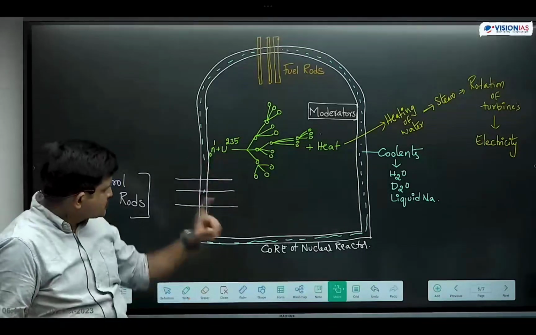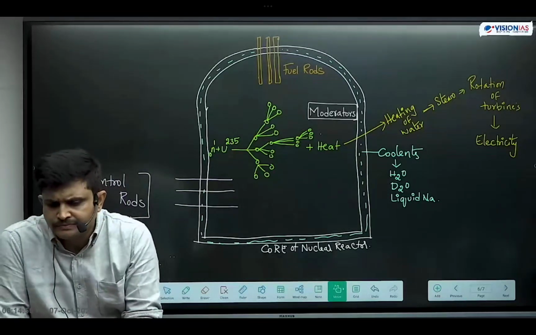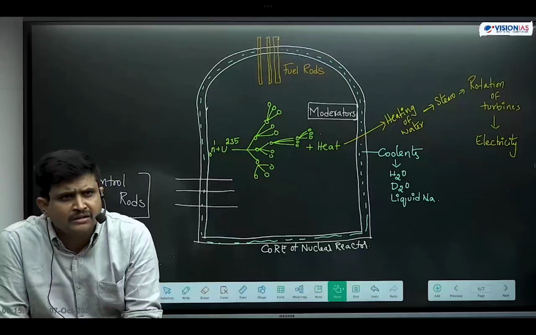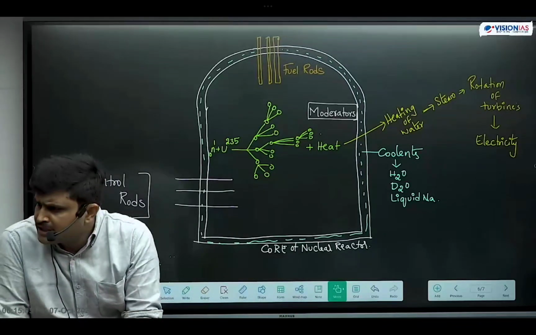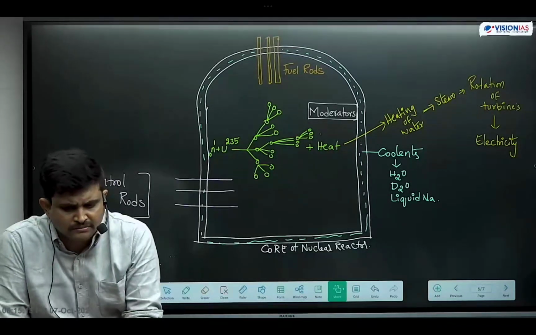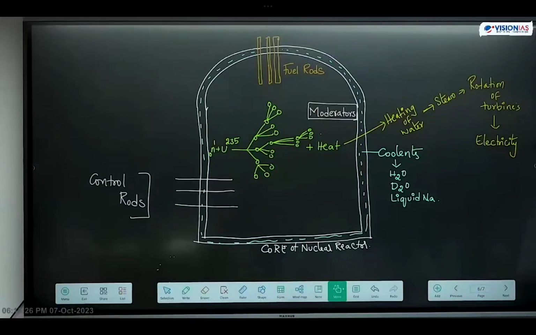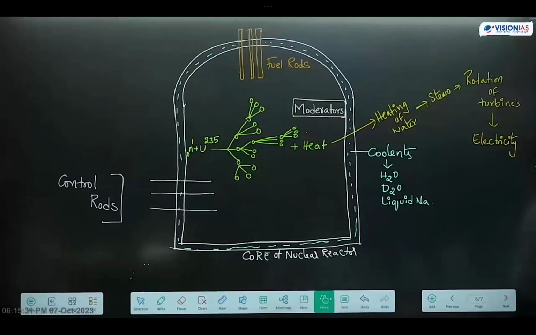Okay. So first, take it in core of nuclear reactor. Core of nuclear reactor is the place where nuclear fission process takes place. Write in the bracket: chain reaction.